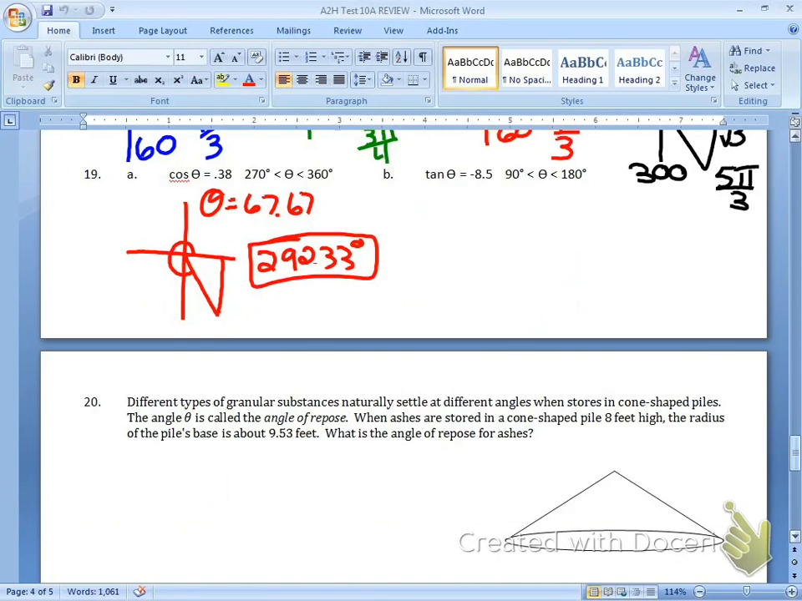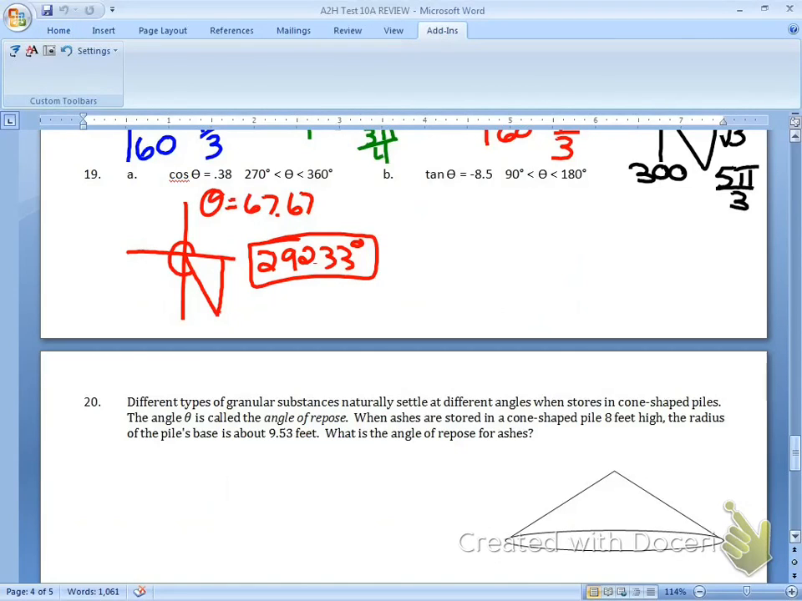Okay, and we're back. So 19b, we want the tangent of theta equals negative 8.5, and we want this between the 90 and 180. So between 90 and 180, that means we're going to be in the second quadrant. You do in your calculator second tangent, and you get theta to become 83.29.